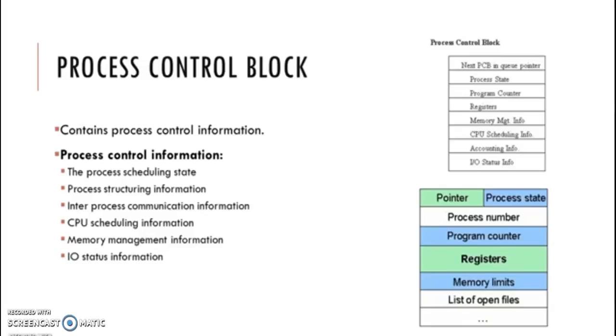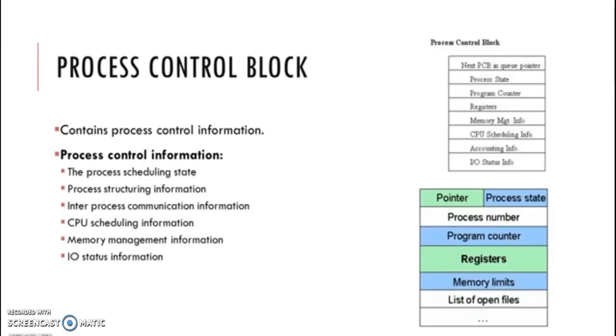Process state. This describes the current state of the process, that is, whether it is waiting, ready, or running. Program counter. The counter indicates the address of the next instruction to be executed for this process. CPU registers. A process is stored for execution in the running state in these registers. These registers vary in number and type depending on the computer architecture.